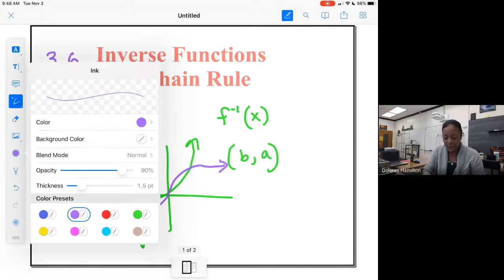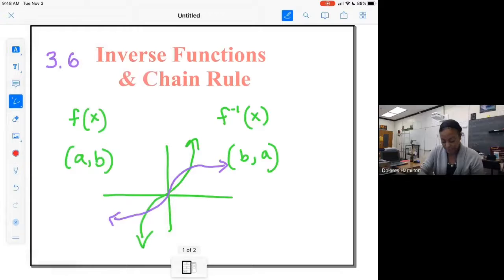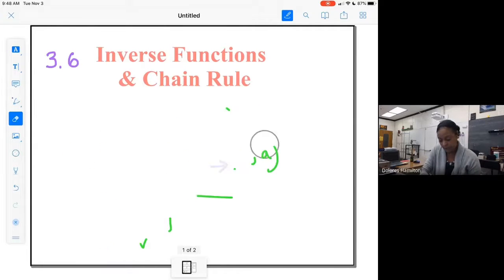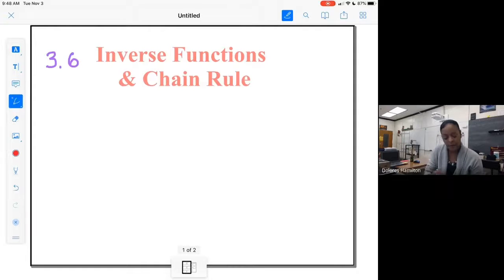And you might remember that symmetry, that those two graphs are always symmetric over the line y equals x, and it's because your x's and y's are interchanged. They flip. So there are a couple of other pieces of information that would prove to be useful before we jump into the calculus of all of this.